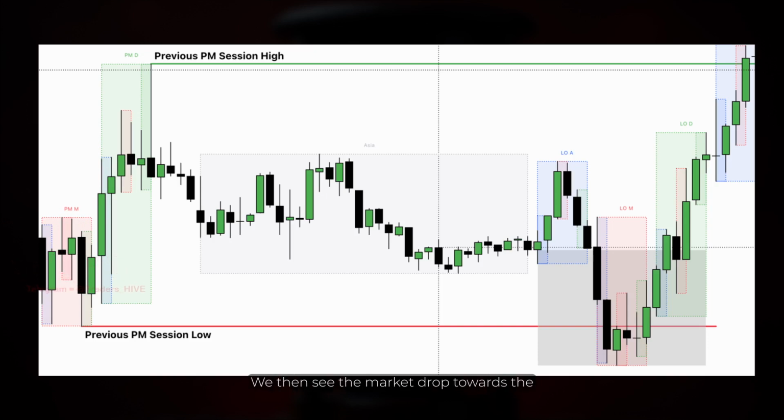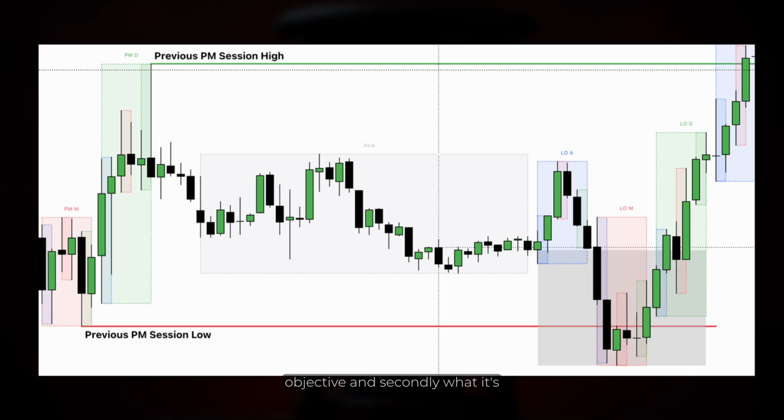We then see the market drop towards the downside, and we see it drop below the Asia session low, which is this low, and we see it drop below the previous afternoon session low, the previous PM session low. Eventually the market forms a low here during London, and the market begins to expand towards the upside. What is it referring to? Well, first of all, it is referring to the buy-side liquidity engineered above these highs right here as a first objective.